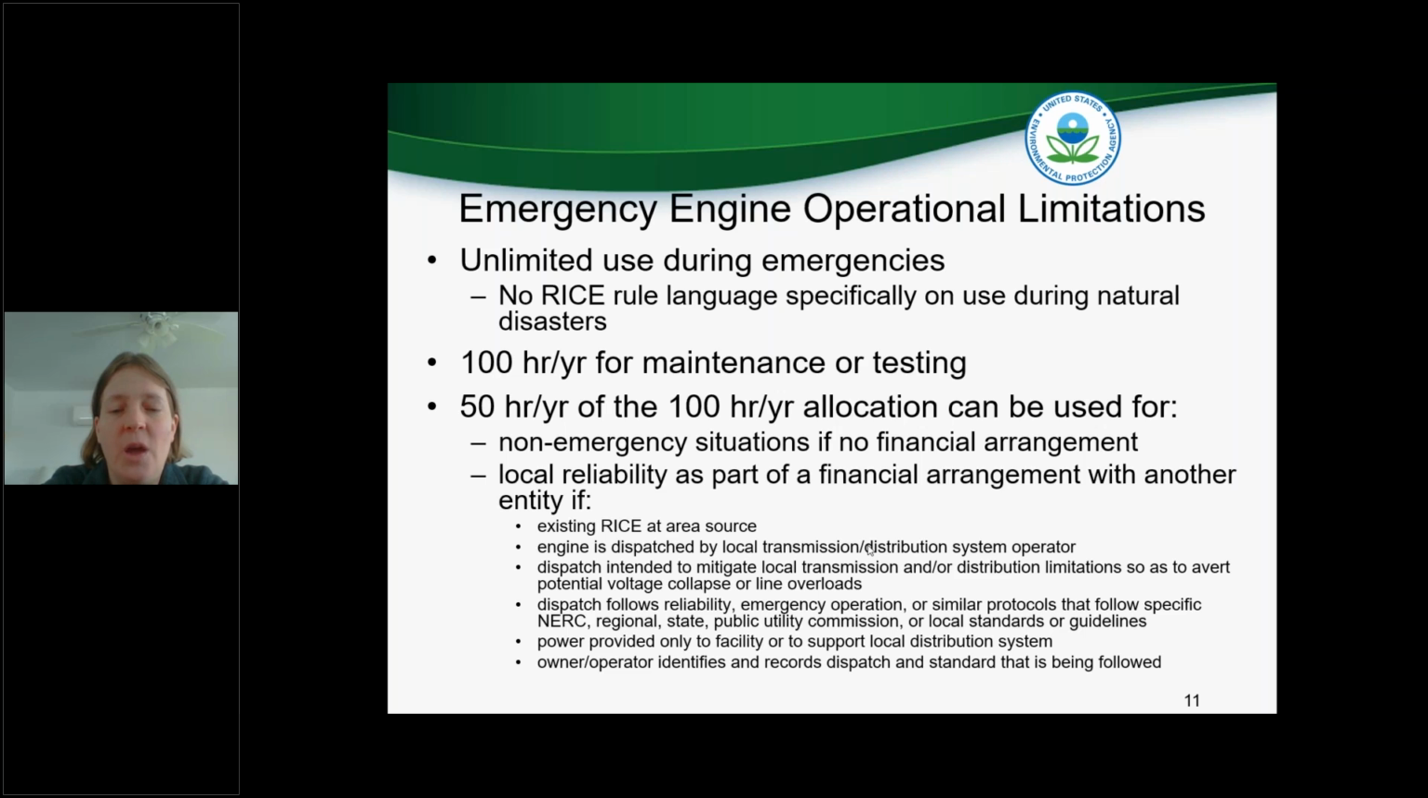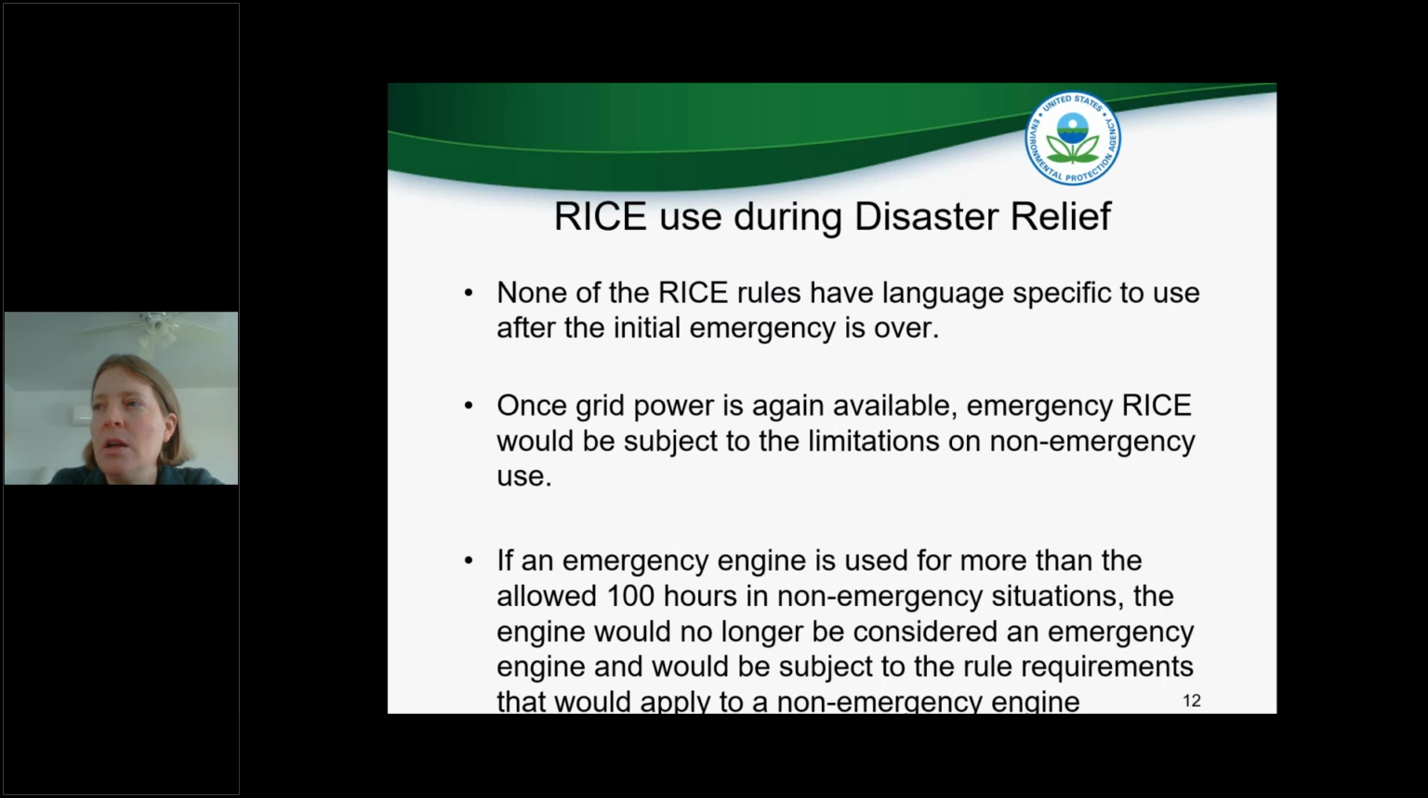So if they were to operate more than the 100 hours, then they would no longer be considered an emergency engine, and then the rest of the non-emergency engine provisions in the rule would potentially apply to that unit. If you can go on to the next slide.